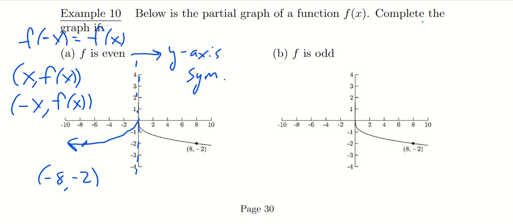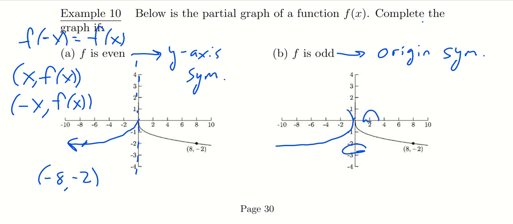For the next one, if they tell us that f is odd, then this is going to be an origin symmetry. Again, the best way to graph those is to do the double reflection. If we take this part of the curve, we can first reflect it across the y-axis, which is what we just did a minute ago. So first about the y, and now we're going to reflect it about the x-axis, and we would get this graph right here.